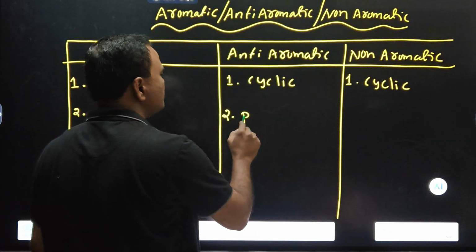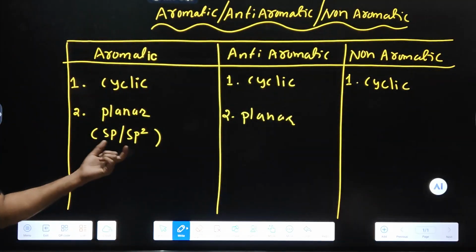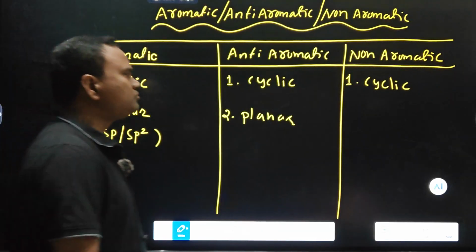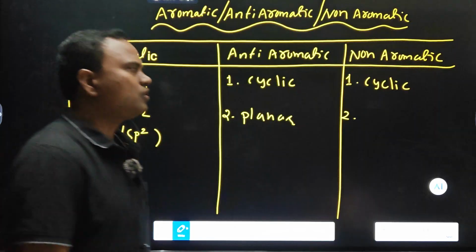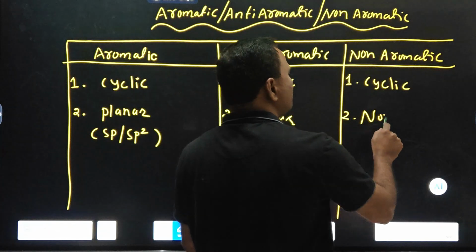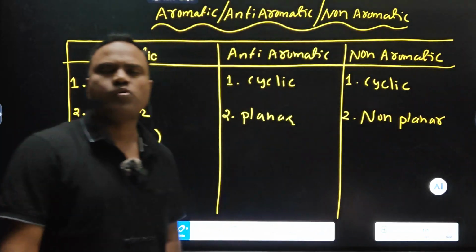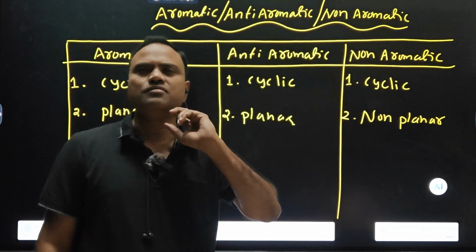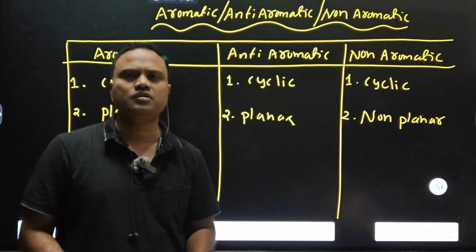Here also, for anti-aromatic, the compound should be planar, and the same condition, sp2 hybridized carbons, should be present. But the second condition in non-aromatic is different. The compound should be non-planar. Very important. So observe, the second condition is different in non-aromatic, right?